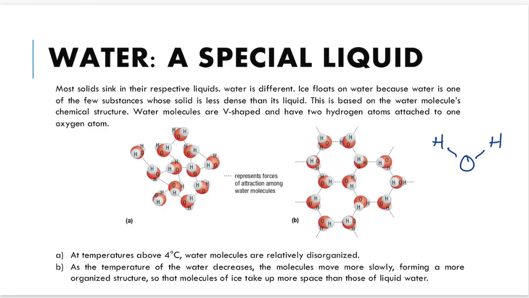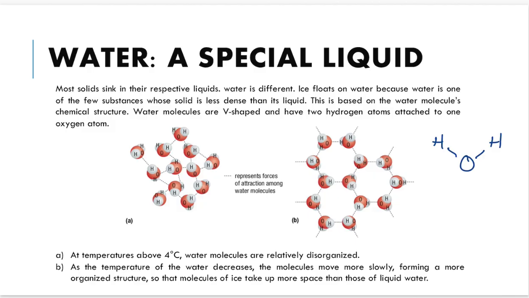So at temperatures above 4 degrees Celsius, water molecules are relatively disorganized. As the temperature of water decreases, the molecules move more slowly, forming a more organized structure, so that molecules of ice take up more space than those of liquid water, which is why your ice cubes float in your drink.